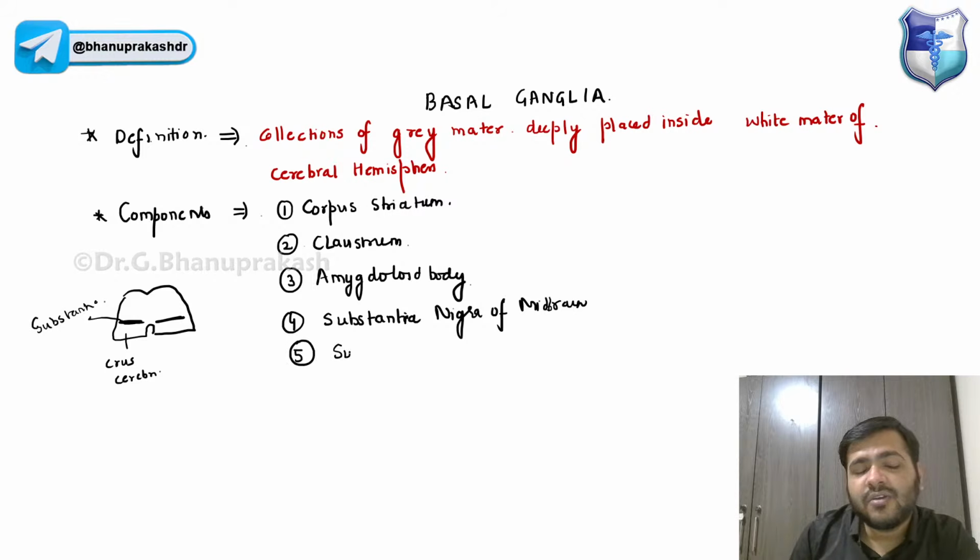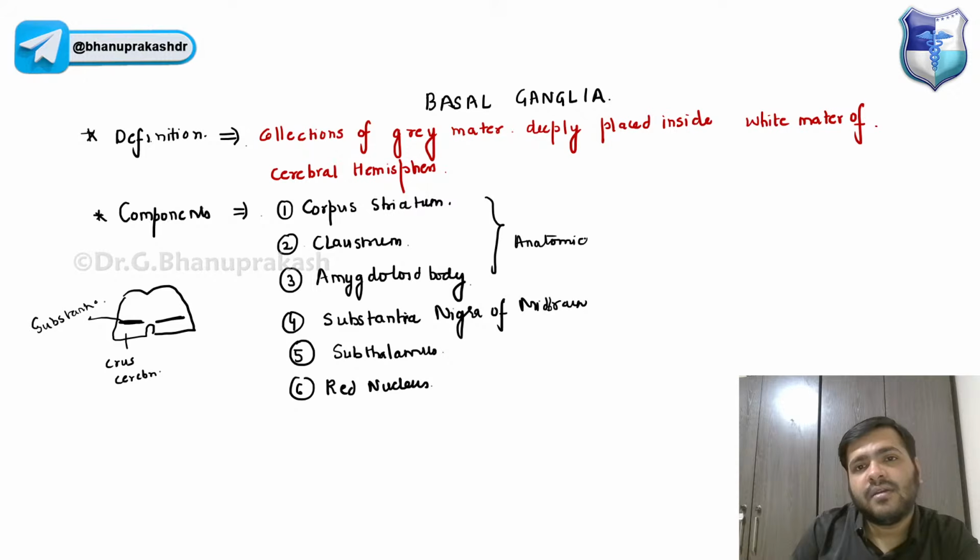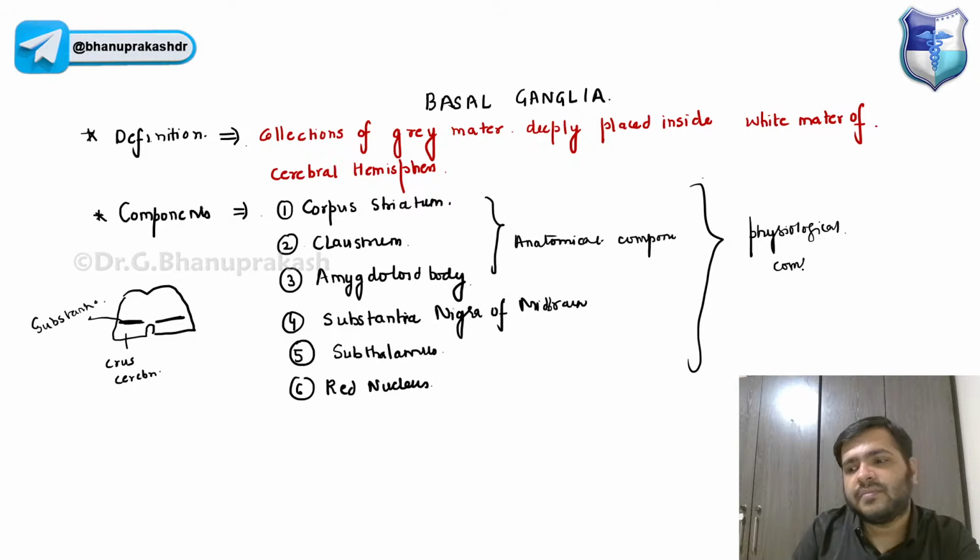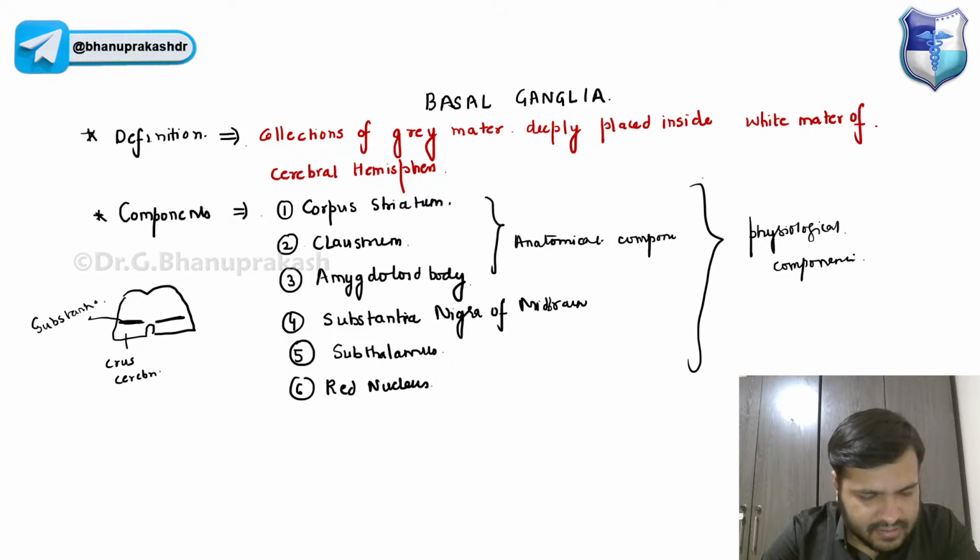We have something called the subthalamus, and we also have the red nucleus, guys. Remember the first three, basically they are the anatomical components, and all of these are the physiological components.